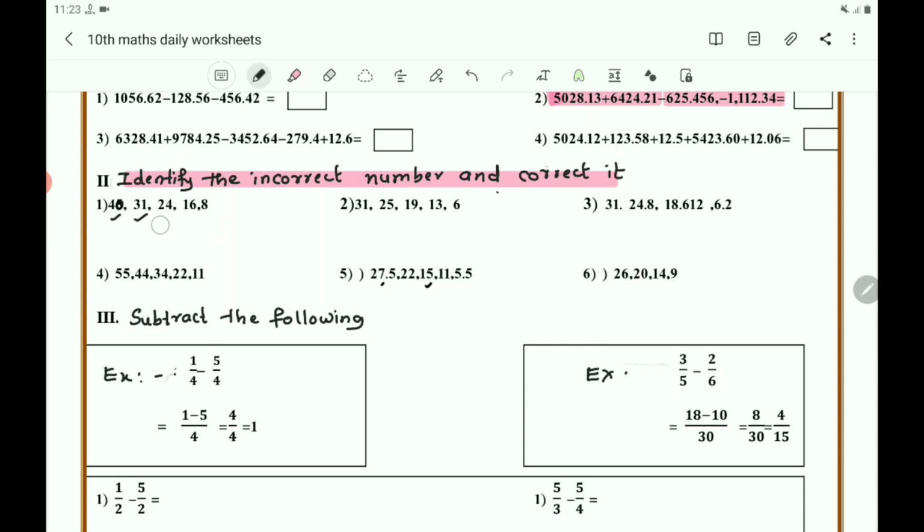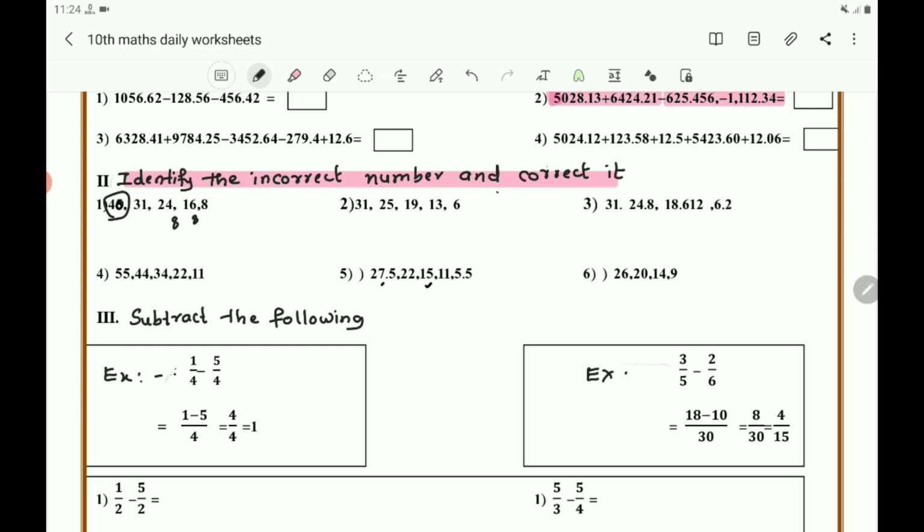See the relation from the last number or the first number. Here 40 minus 31 is there, and next 24, 16 and 16, 8. See the relation here. Here 8 plus 8, that is 16, plus 8 is 24. So here 31 is there, means 24 plus 8, 24 plus 8 is 32. If it is 32, 32 plus 8 is 40 you will get.